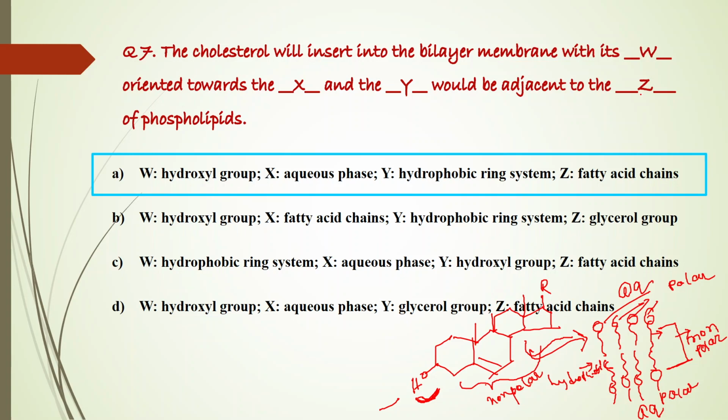You just need to remember what the polar and non-polar parts are for phospholipids or the bilayer membrane and for cholesterol. Then you know that polar will go towards the polar part of another molecule and non-polar will go to the non-polar part of another molecule or system. Let us move to the next question.